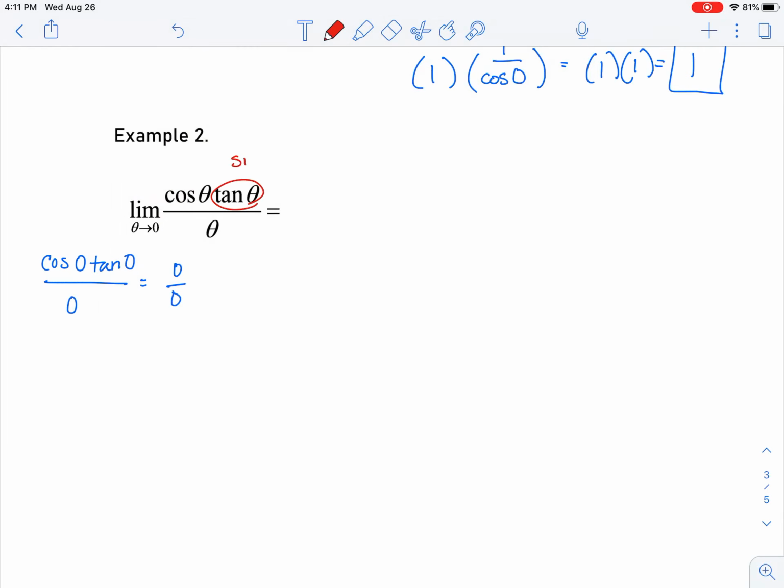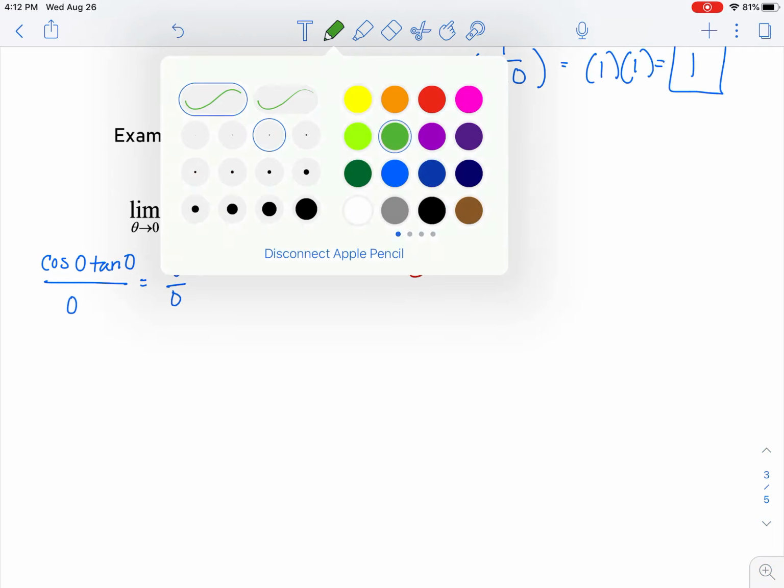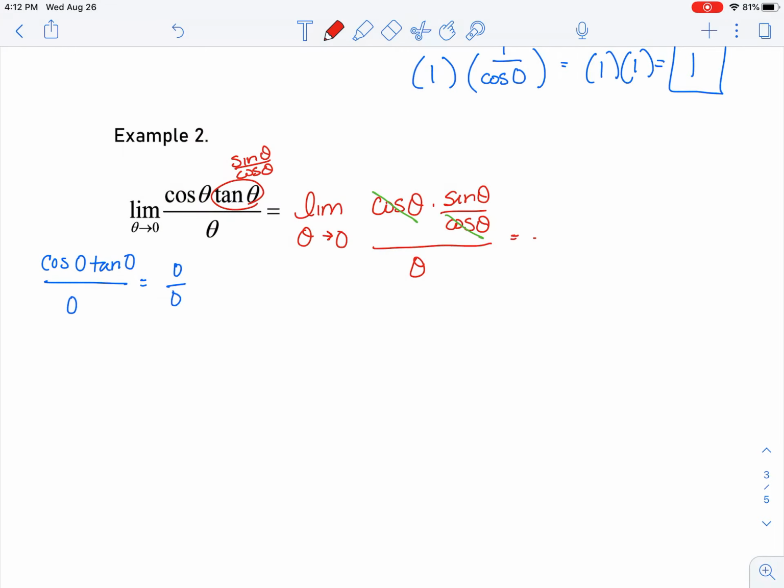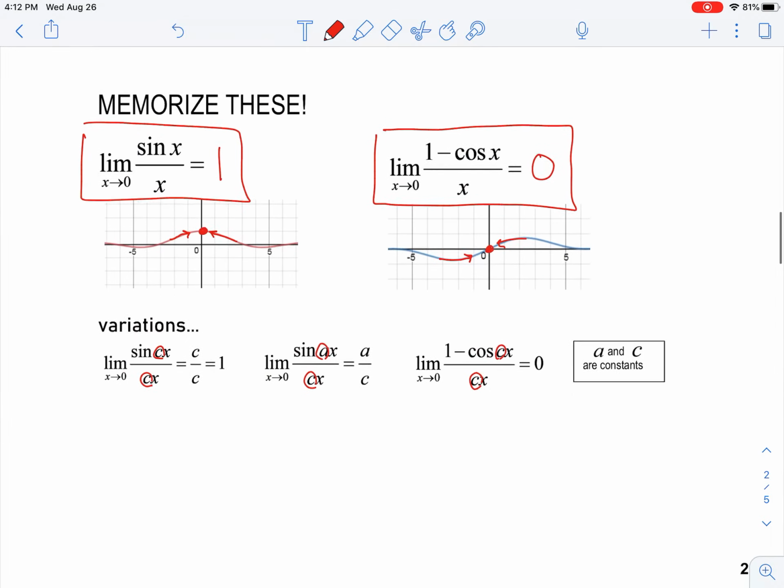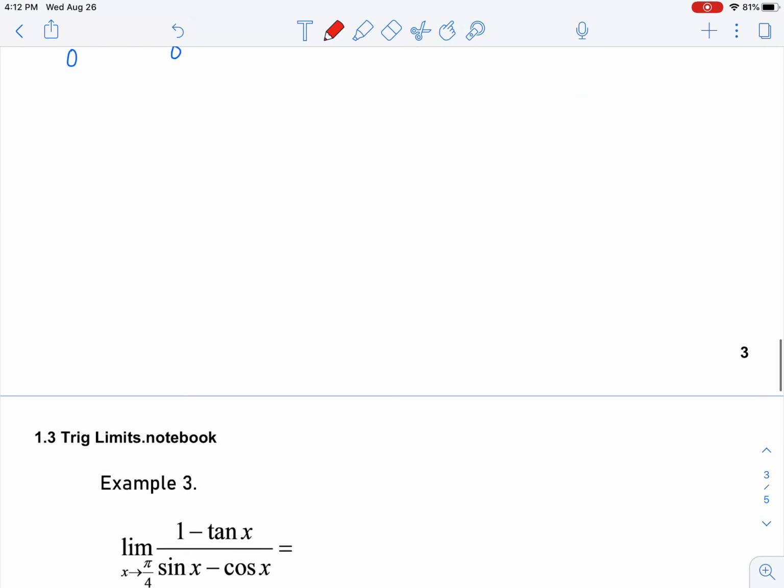So I'm going to write tangent as sine theta over cosine theta. So we have the limit as theta approaches 0 of cosine theta times sine theta over cosine theta, all over theta. Hopefully you're seeing what's going to happen there. Cosine over cosine cancels. And so we get the limit as theta approaches 0 of sine of theta over theta. That is our special case of 1. That is our special case that we memorized of 1.